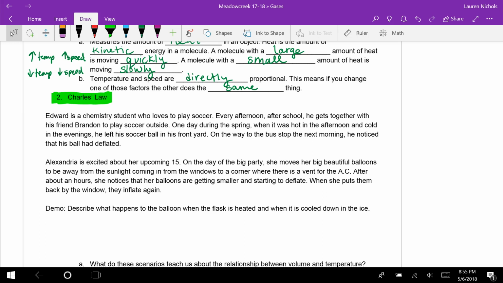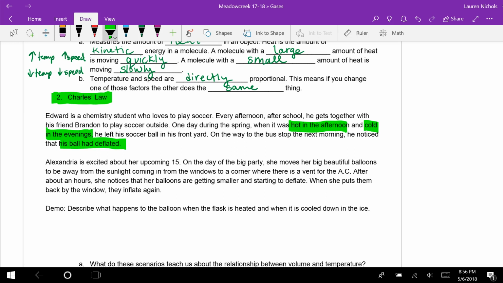It says, Edward is a chemistry student who loves to play soccer. Every afternoon after school, he gets together with his friend Brandon to play soccer outside. One day during the spring, when it was hot in the afternoon and cold in the evenings, he left his soccer ball in the front yard. On the way to the bus stop the next morning, he noticed that his ball had deflated. So there's a few key things there. We want to notice that it's hot in the afternoon and cold in the evenings, and that the next morning he noticed that his soccer ball had deflated.